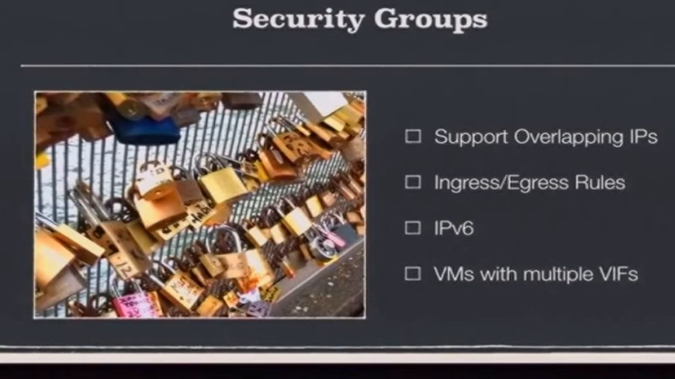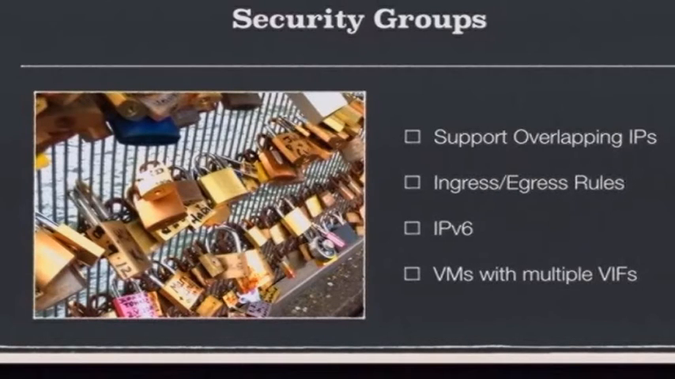Another common feature we support is security groups. They're very similar to AWS-style security groups. So you get support for overlapping IPs. This is a big, significant difference from Nova, which doesn't necessarily support overlapping IPs in security groups. Another one of those is both ingress and egress rules. Ingress rules allow you to filter packets that are entering into the hypervisor, and egress rules allow you to filter packets that are exiting the hypervisor, as well as support for IPv6.